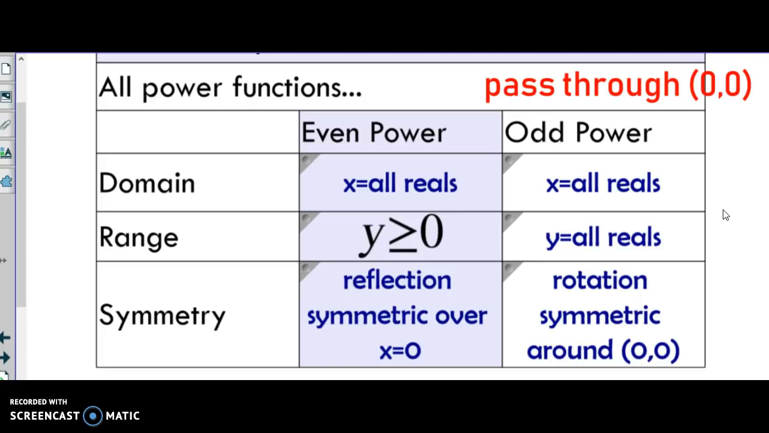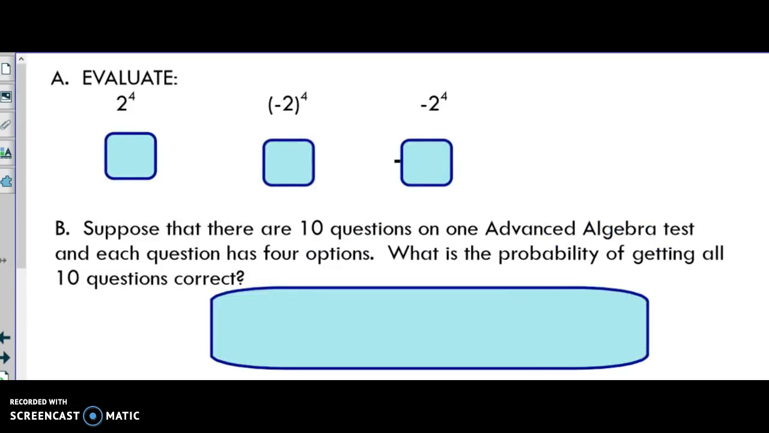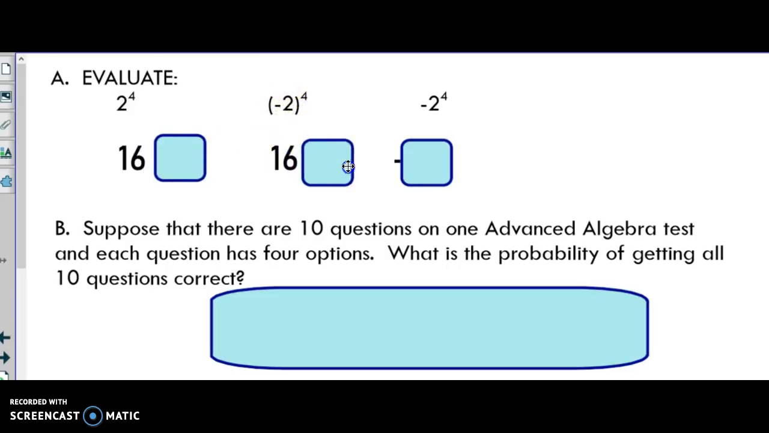So sometimes it is nice to know those properties without even needing to graph it, just knowing what they would be based on even or odd powers. Some of the questions in this section would ask you just to evaluate using powers. So 2 to the fourth would give you a positive 16. Negative 2 to the fourth would also give you a positive 16. But the opposite of 2 to the fourth would be negative 16. So you really want to pay attention to your parentheses and use your order of operations to make sure that you are evaluating correctly. An application problem would sound like this.